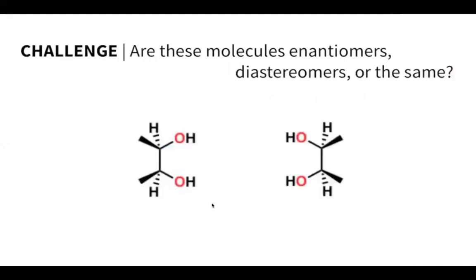Okay, so this is going to be the last practice problem for today. So you're going to see these two molecules. We're going to go, are these enantiomers, diastereomers, or the same compound? And so let's remember the definition for all these. So the same, of course, is just going to be the same. Enantiomers will be non-superimposable mirror images.